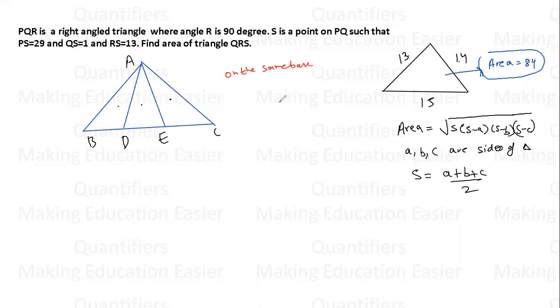And moreover, they are also sharing a common vertex. So you see, we have three triangles, all of them are lying on the same base and they have a common vertex. So students, when all of them have the same base and share a common vertex, you just need to remember that whatever the ratio of their bases is, the same will be the ratio of the areas of the triangles.